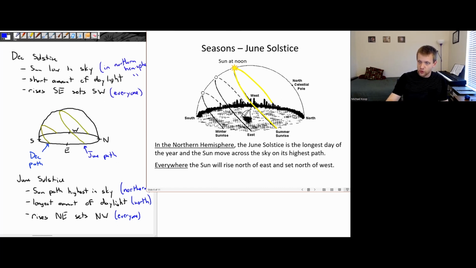Same thing for the December solstice. As we go through October and November, the sun is taking a lower and lower path across the sky until we get to that December solstice where it's at its lowest point. The sun stops getting lower, turns around, and starts going backwards.